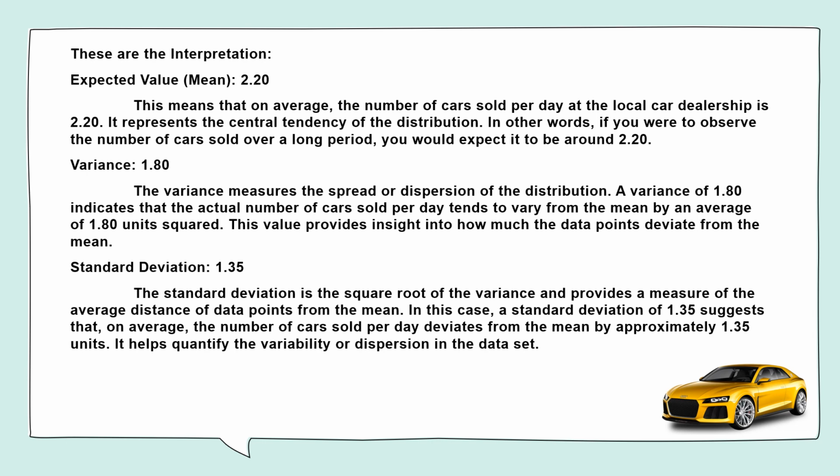Standard deviation 1.35. The standard deviation is the square root of the variance and provides a measure of the average distance of data points from the mean. In this case, a standard deviation of 1.35 suggests that on average, the number of cars sold per day deviates from the mean by approximately 1.35 units. It helps quantify the variability or dispersion in the dataset.